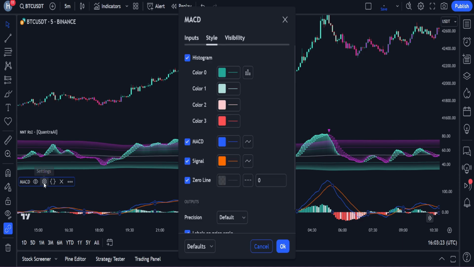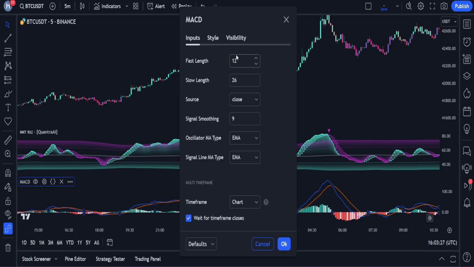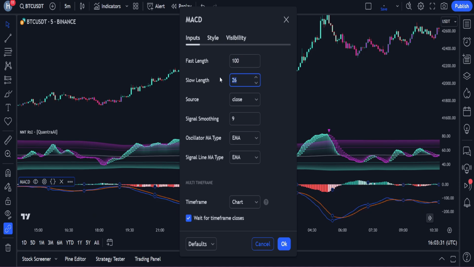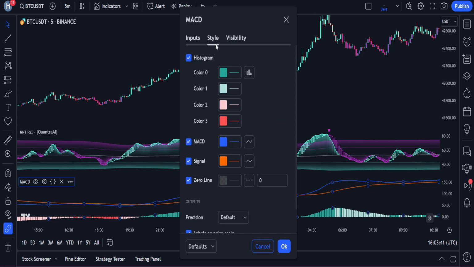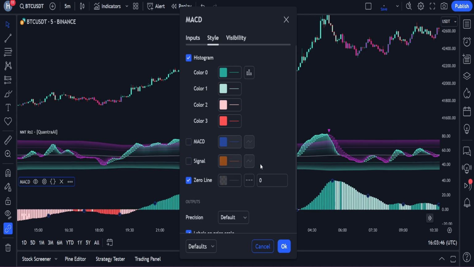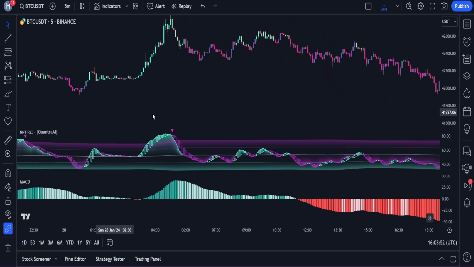First of all, we need to change its settings so that it matches the needs of our strategy. In the input section of the settings, we will change the fast length to 100. After that, change the slow length to 200. And finally, we will change the signal smoothing to 50. After this is done, open the Style tab. We will remove the MACD line and signal line because we only need the histogram. So this will make our chart easier to read and understand.